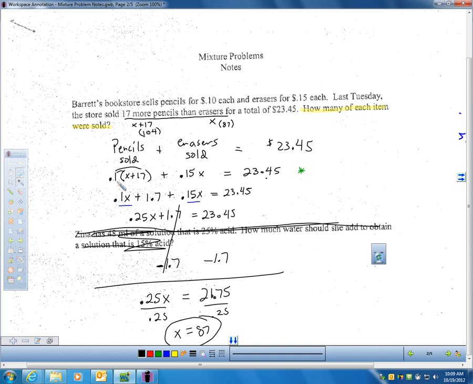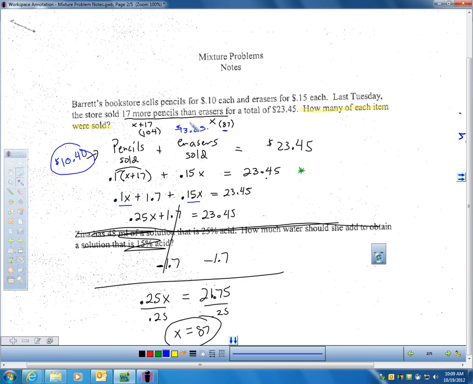If every pencil is 10 cents and I sold 104, 104 times 10 cents means I sold $10.40 of pencils. Maybe I'll just write that over here in blue. So I must have sold $10.40 in pencils. I sold 87 erasers at 15 cents apiece. 87 times 0.15 is 13.05. There we go.